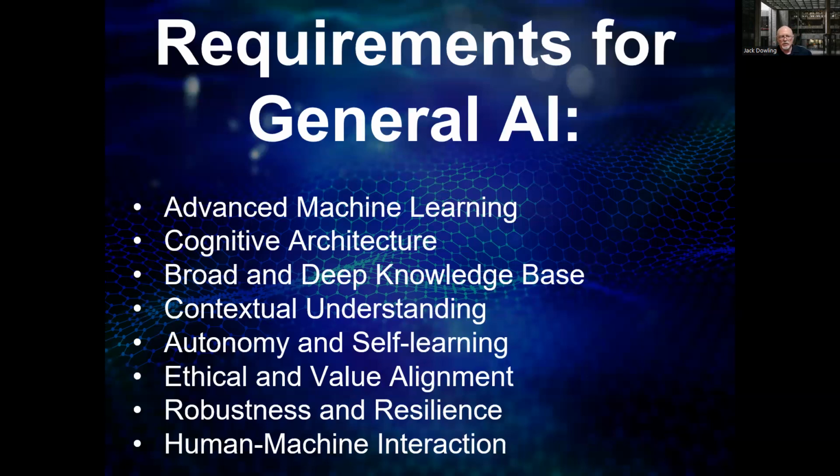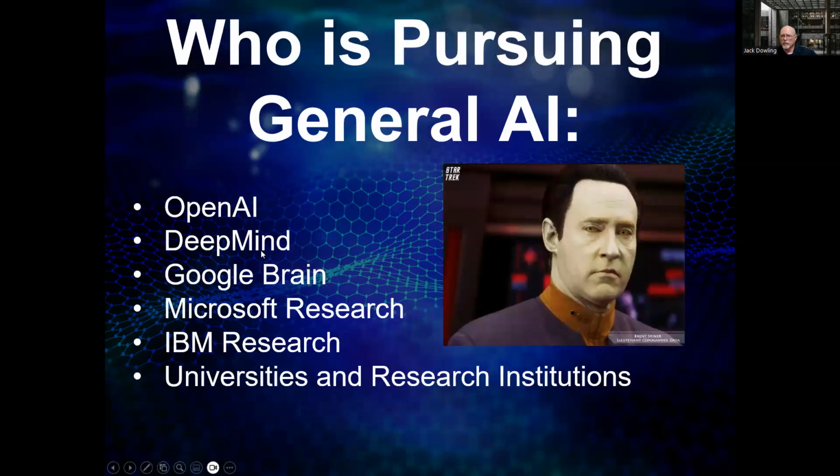And then human-machine interaction: you've got to have an effective means of interaction between humans and AGI systems. It's probably going to be language primarily, but it's got to understand all the nuances of human communication, which includes hand movements, facial movements, inflection in language. All those types of things are going to be necessary to have true AGI. So who's pursuing AGI?